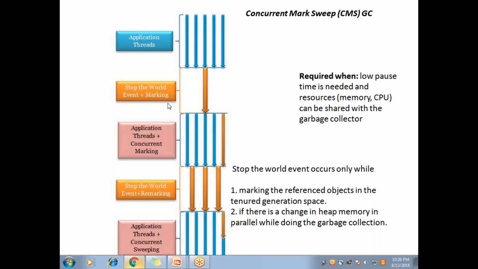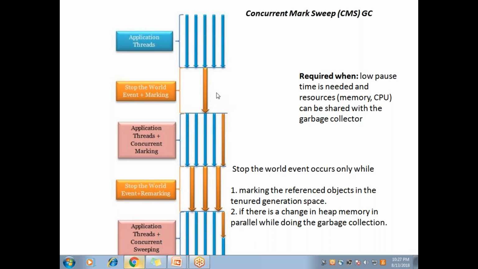Again, the stop the world event would happen as well. You see the pause time is very low. Low pause time is needed and resources can be shared with the garbage collector. In this case, the memory and the CPU should be high, and it can be concurrently shared between application threads as well as the GC threads. The stop the world event occurs only while marking the reference objects in the tenured generation phase, and if there is a change in the heap memory in parallel while doing the garbage collection. Only then the stop the world event occurs. But otherwise, the things are happening parallelly.